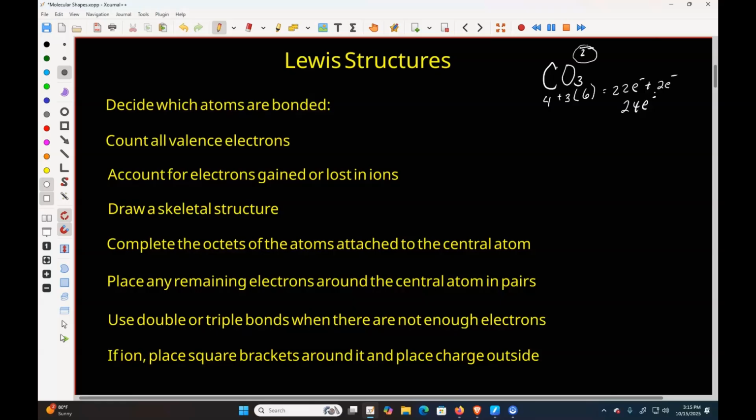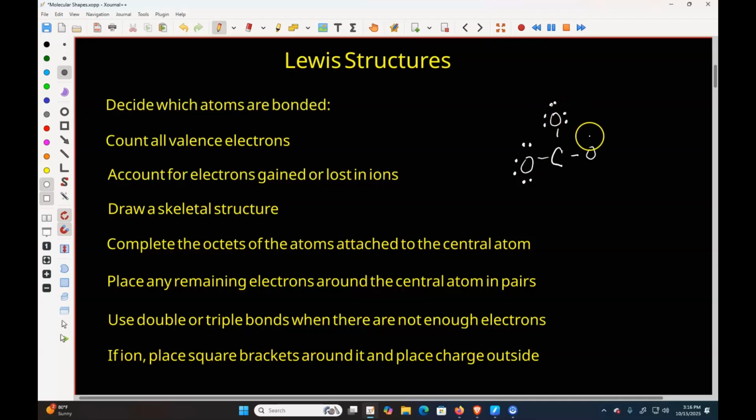We count up all the valence electrons. Now how do I know which one is the central atom? The one which is the lowest electronegative is generally the central atom. So we'll say that carbon is my central atom. We're just drawing a structural formula. Complete the octets for the atoms attached to the central atom. We have 1, 2, 3, 4, 5, 6, 7, 8, 9, 10, 11, 12, 13, 14, 15, 16, 17, and 18. We're representing 18 electrons here.